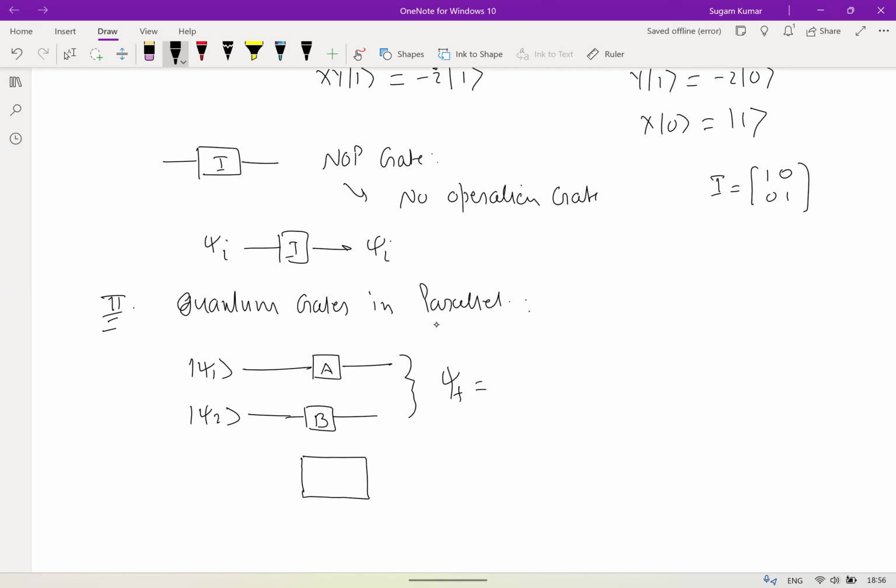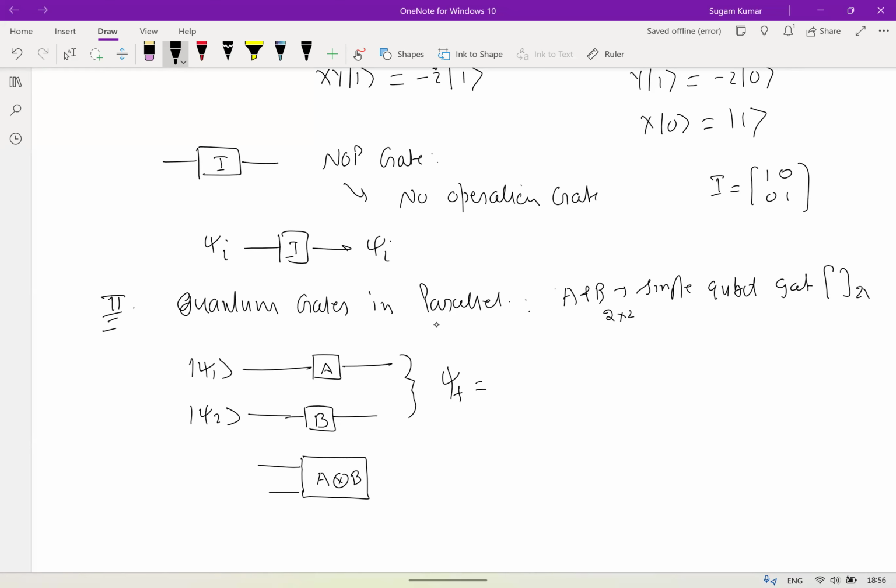Now look at this, A is a single qubit gate, and B as well. So A and B are both single qubit gates. When I say single qubit gate, what is the matrix dimension? 2 only, correct? So it's a 2 by 2 matrix. But when you are going to deal with 2 qubits, the dimension will become 4. So here the gates also are going to have a tensor product.